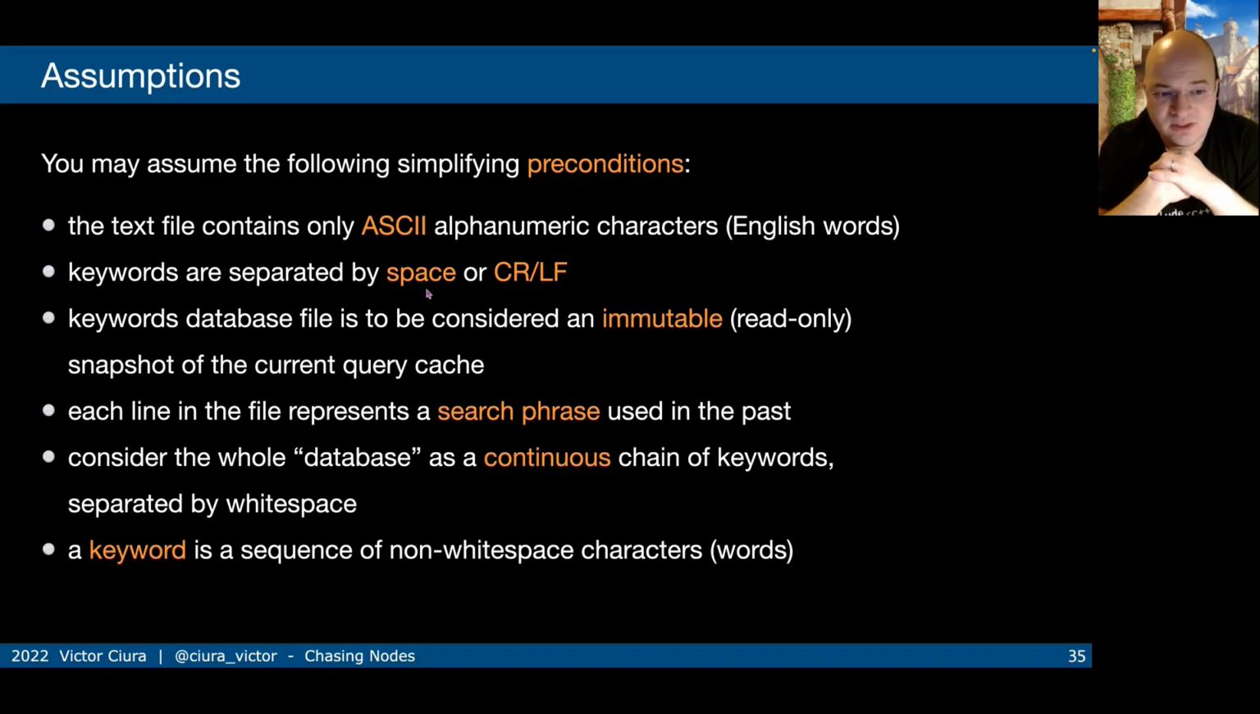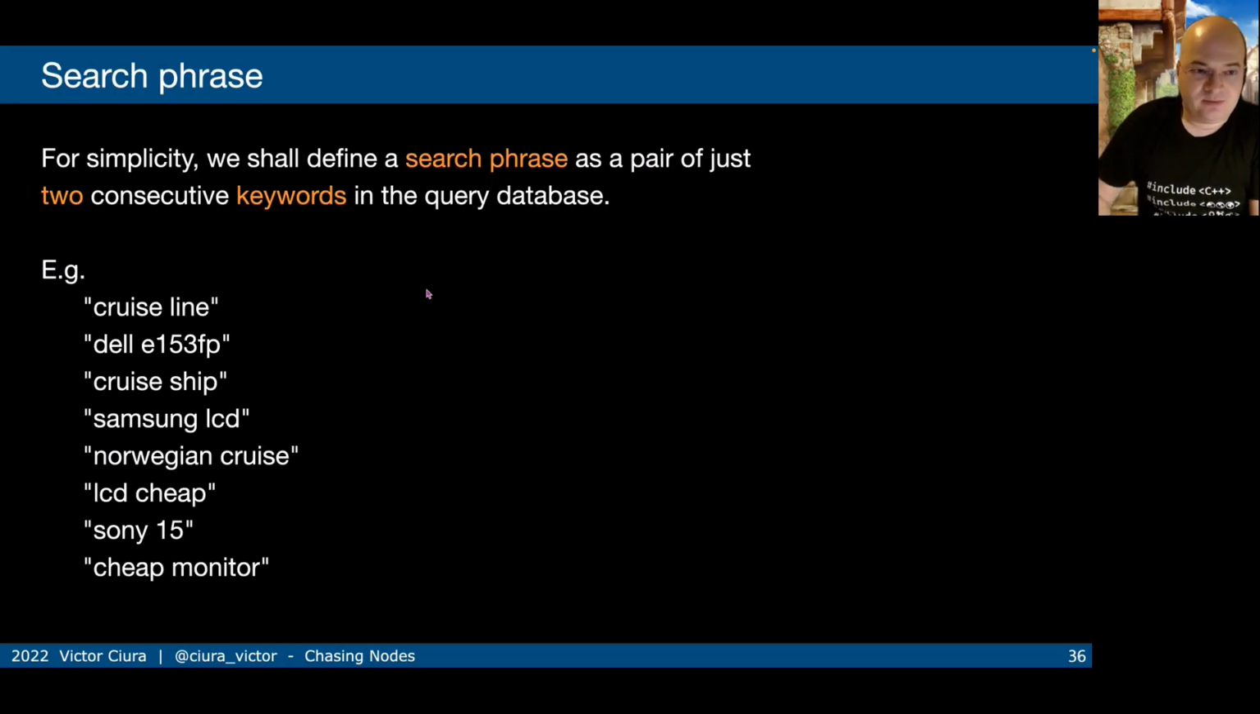And we shall consider the whole database file as a continuous chain of keywords separated by white space and new lines. It might be like a stream, but we can consider it like a mutable snapshot for simplicity. And the keyword is a sequence of non-white space characters, so real words. I think it will make more sense when we see it in practice.